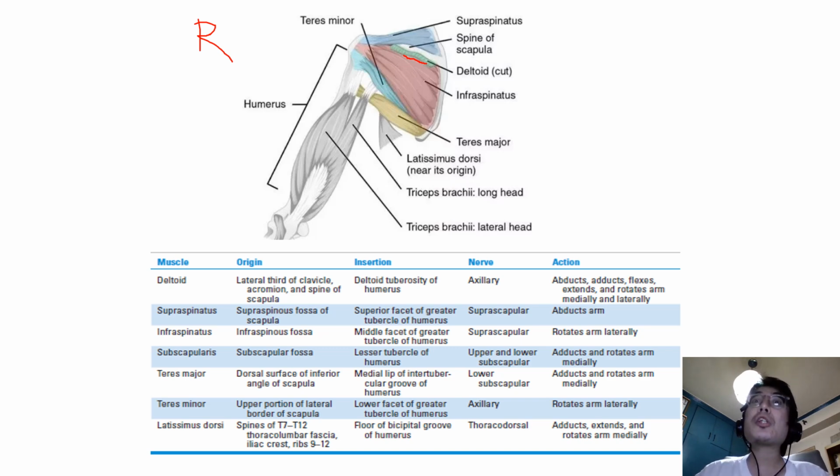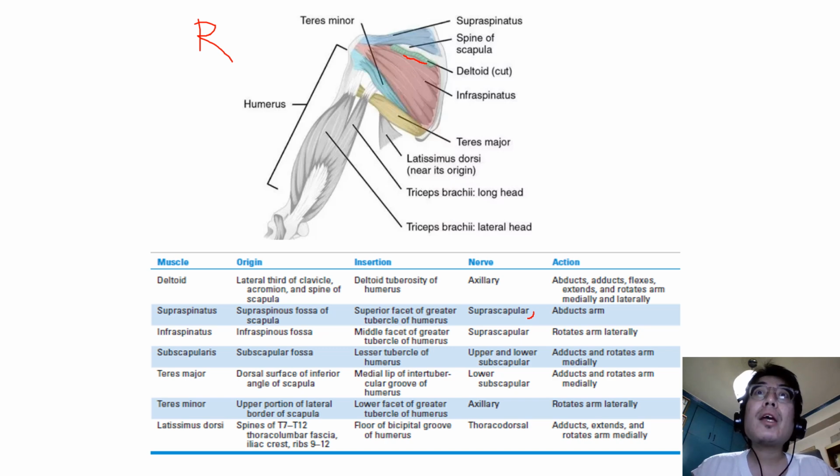The function of the deltoid muscle is to abduct, adduct, flex, extend, and rotate the arm medially and laterally. On top of the deltoid, superiorly is the supraspinatus. The supraspinatus originates from the supraspinous fossa of the scapula. Needless to say, it is the most superior in the shoulder muscle group, and it inserts into the superior facet of the greater tubercle of the humerus. It is innervated by the suprascapular nerve, and its function is to abduct the arm.